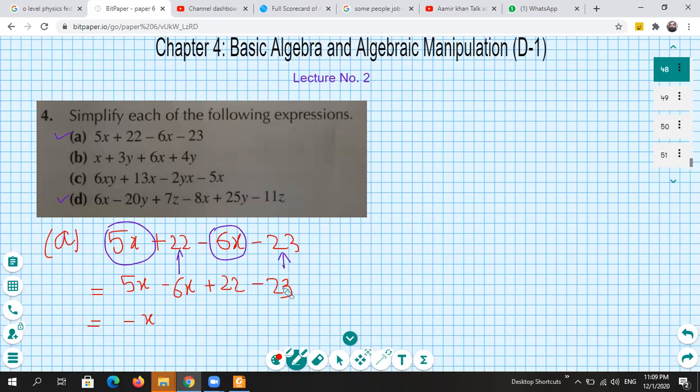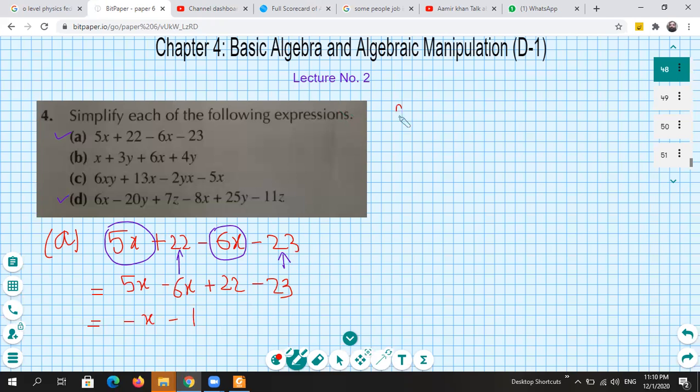Similarly, plus 22 and minus 23 have different signs, so we will do subtraction again. So minus 23 minus 22 gives you 1, and we write the sign of the greater one. So this is your final answer: minus x minus 1.